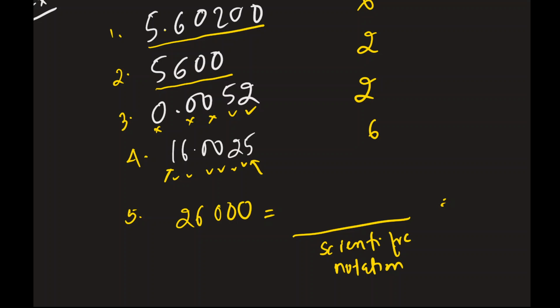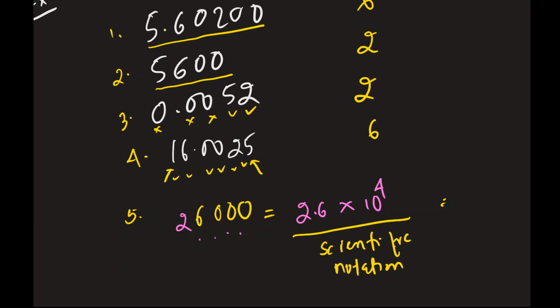So how do we write the scientific notation? We have to move our decimal to here, right? So we have to move our decimal in between 2 and 6 because our coefficient, the first number, has to be at least 1 and less than 10, so it's 2.6. And if we move the decimal place, we have to move 1, 2, 3, 4. So we have to move 4 times. So 10 to the power 4. So this is our scientific notation.